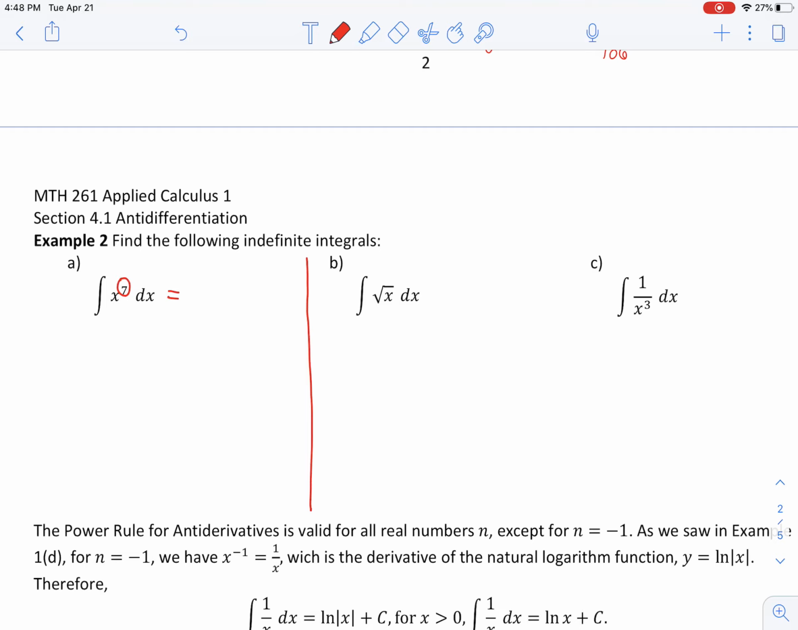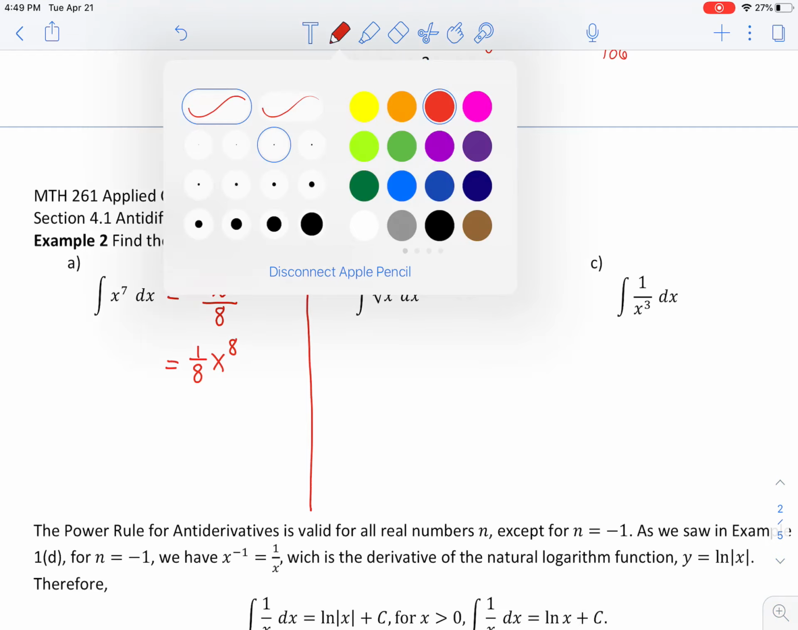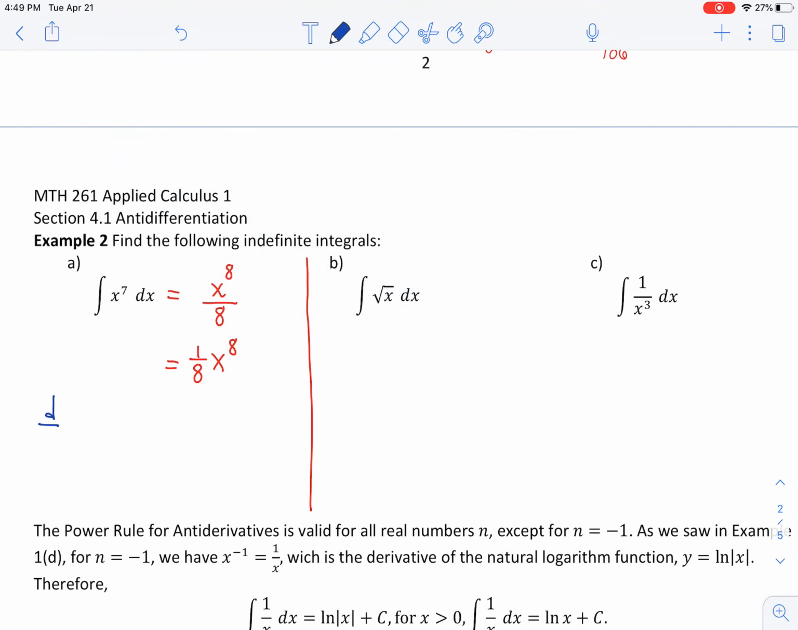Now, some of these powers need to be rewritten, I agree. But let me start with A. I'm just going to make some room for my A. And this one's ready to be completed. Now increase the exponent by 1. So that's going to go up to what? X to the 8th power, right? And then you divide by that new power. So the answer is x to the 8th power over 8. I guess you can write this as 1 over 8 times x to the 8th power.